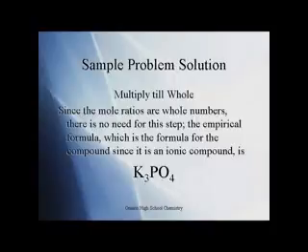There is no need to multiply to a whole, and you should find this true of all ionic compounds for reasons that we discussed previously. So the answer to this is potassium phosphate, and the formula of the compound, which is the same as its empirical formula, is K3PO4.